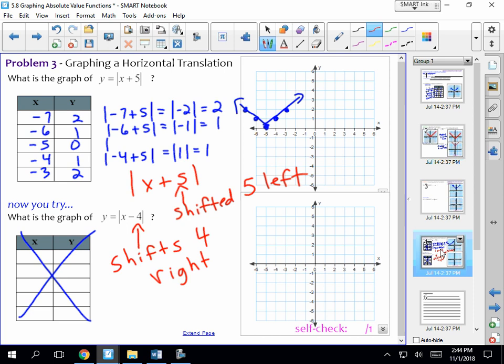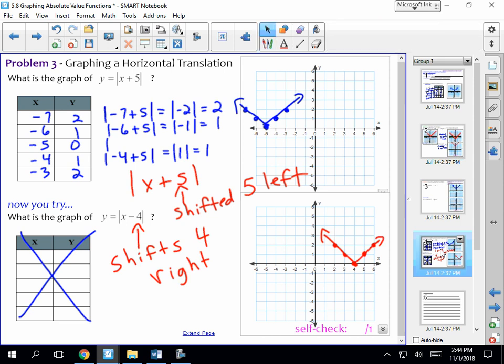So thinking about my parent graph, where's the new bottom of the V going to be on here? 4, 0. And then how am I going to know what the other points are? It's going to go up 1 over 1, up 1 over 1. And then over here, left 1, up 1. So in other words, you don't need the table.